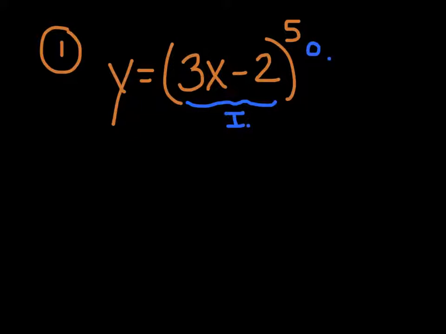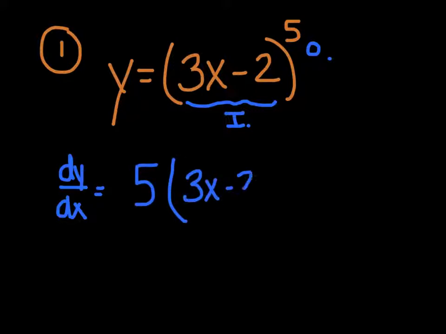All right, now it's time to take the derivative. So dy dx, the derivative of y, is equal to, now just have that saying in your head, derivative of the outside. Well, the outside is a power, so we'll just apply the power rule. 5, keep the inside, raised to the 4th, now times the derivative of the inside.